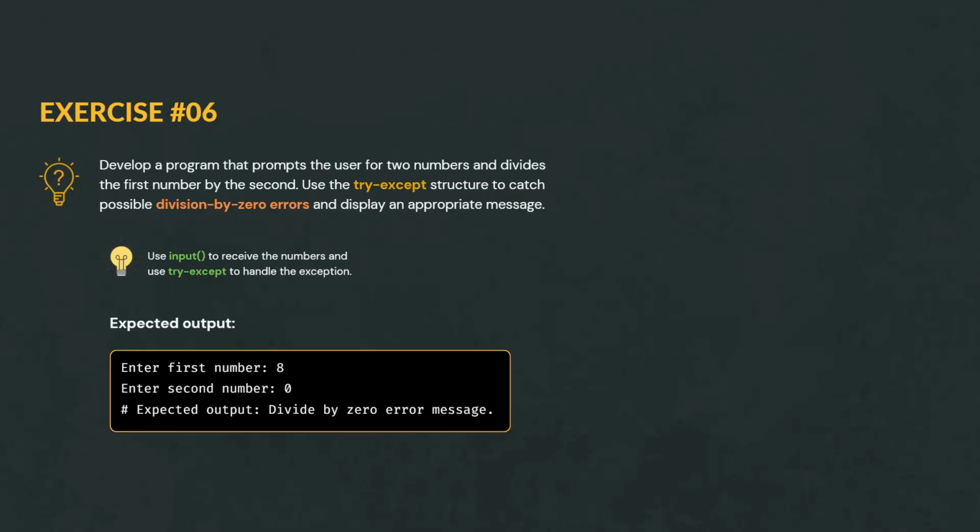In math, dividing by zero is not allowed. You already know that. And in Python, if you try it, you'll get an error and your program will crash. That's where exception handling comes in. So here we'll use try and except blocks to catch that error and show a friendly message to the user instead of letting the program crash. We have already done this exercise before while learning exception handling, so let's try it again.